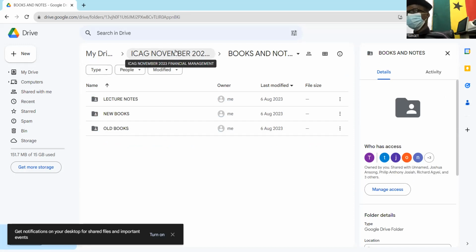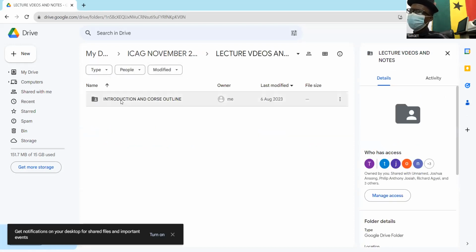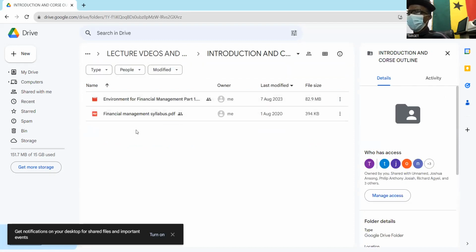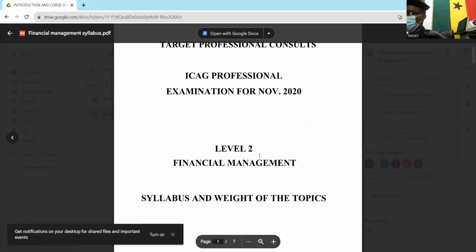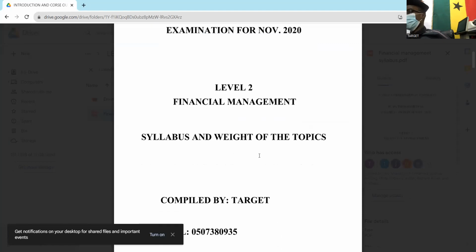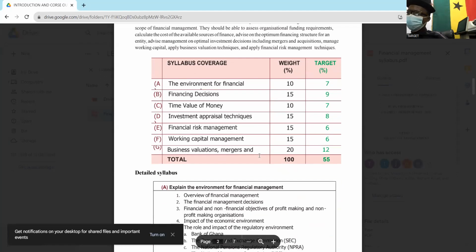Then right after the books and lecture notes, we now go to lecture videos and notes. So far, we've done only one, just the intro. And then the syllabus is over here, the course outline for our presentation. In fact, our course outline is the same because we've not changed the syllabus. So this is the course outline. I'll go through it with you and then we'll move on.